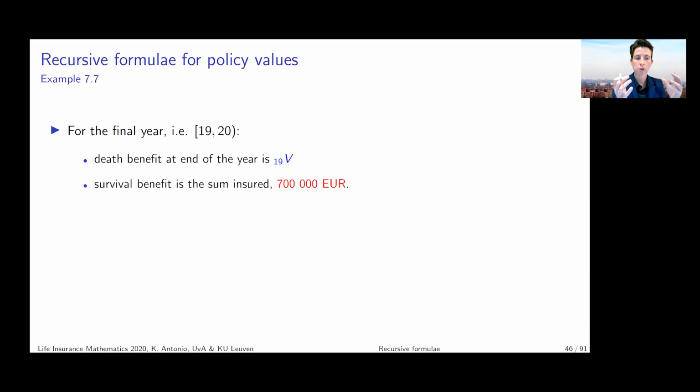But if my policyholder survives until time 20, then I have to pay out the sum insured, the pure endowment, which is 700,000 euros in this case. So if I write down my recursion on the previous sheet explicitly for the final year, I'll get something like this. So I've got 19V plus P multiplied with 1 plus my interest rate. And that should be equal to, in case I die, I need to pay to my beneficiaries the 19V. If I survive, I need to pay the 700,000 euros.